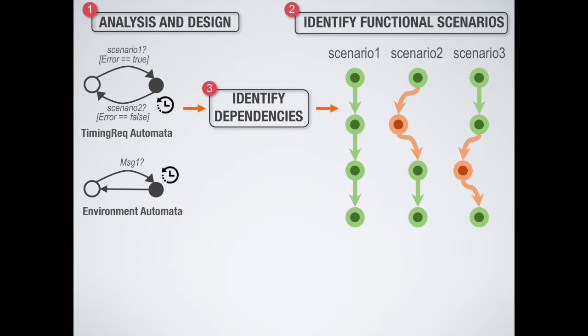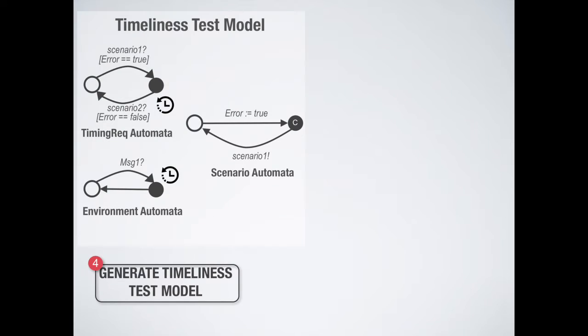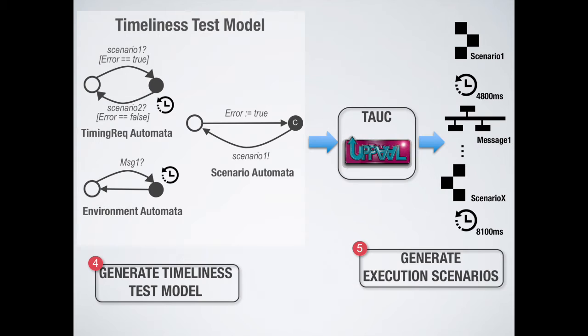Once we have identified the dependencies, in the fourth step, we generate a timeless test model that captures the dependencies and all the information from the analysis and the design phase. The timeless test model contains the augmented timing requirements automata and the generated scenario automata plus the environment automata. By specifying the coverage criterion into a reachability problem, we rely upon UPPAAL to generate the execution scenarios to cover all the transitions that are related to the timing requirements.